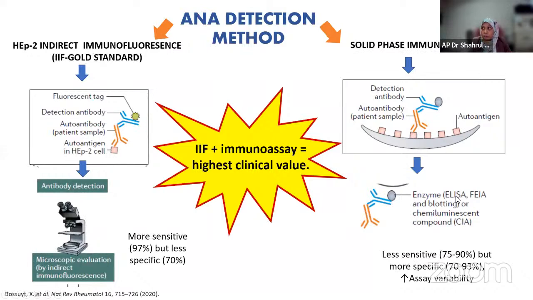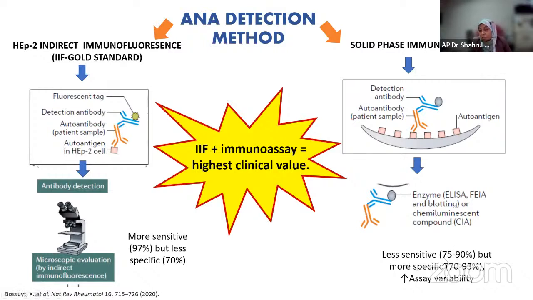I'm sure you are very familiar. I must say that a lot of our private labs use ELISA because it is less labor intensive. For microscopic evaluation, you need a person who is trained to evaluate using the microscope. But using ELISA, it's very technical. You just use the kit and you can come up with the results. Even a technician can do that.